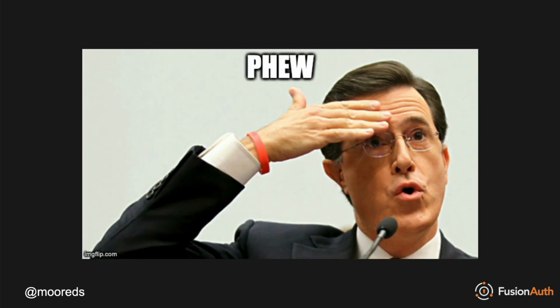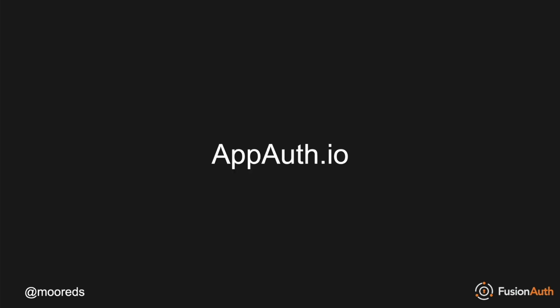So that was a lot. That was a lot to go through, right? That was probably 10 steps, a lot of dancing back and forth, 3 or 4 parties. And at the end of the day, we just end up with these tokens. The nice thing is that there is a tool out there, a library that you can bring into your application, called appauth.io, and it supports that flow.